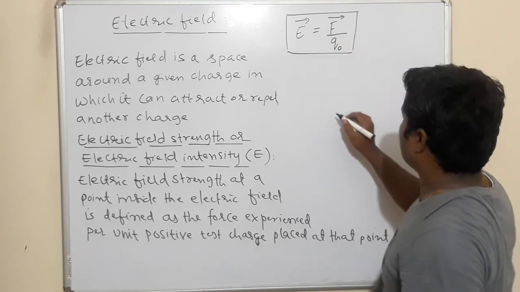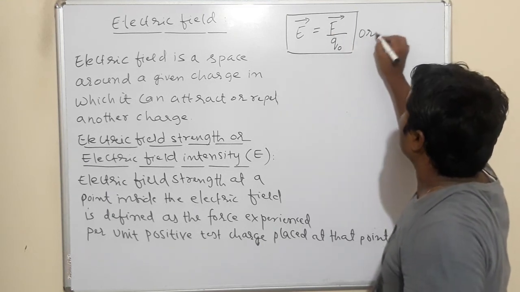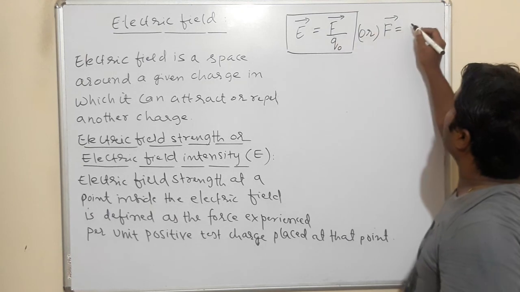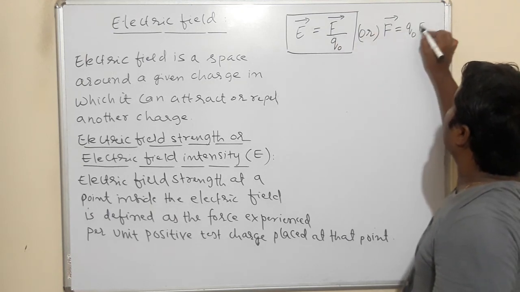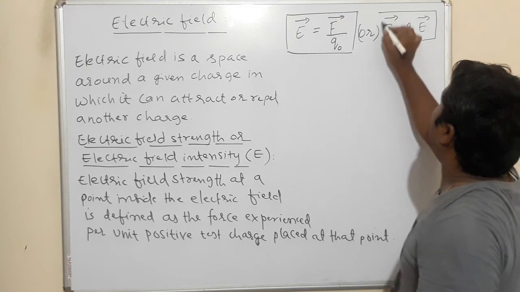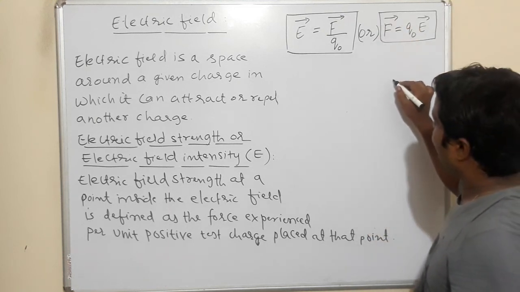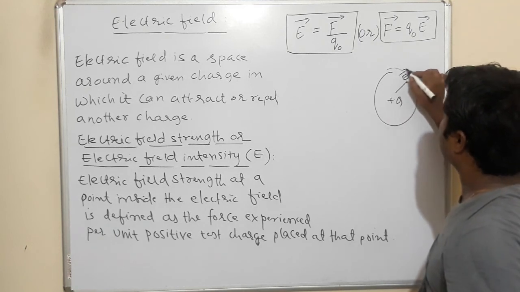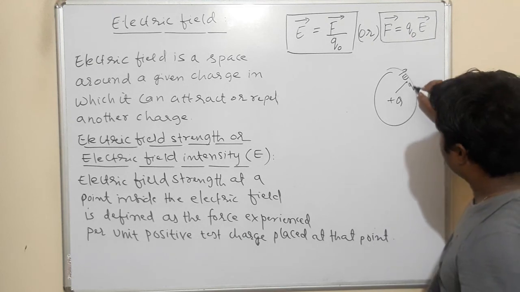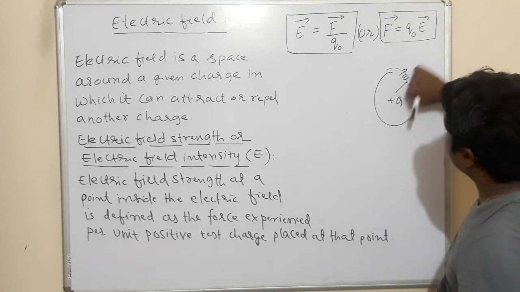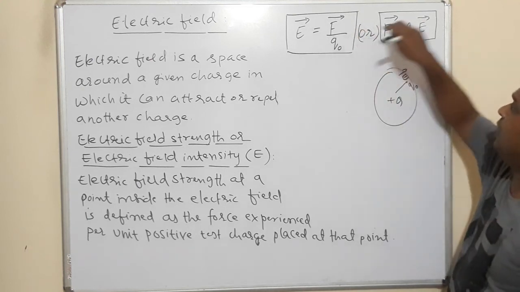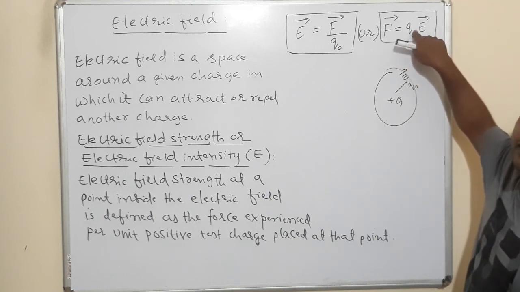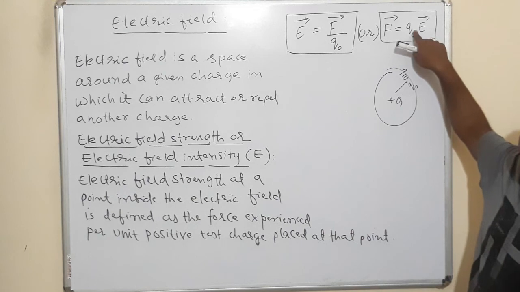Then what is the electric field strength at a particular point? We defined it. From this formula we can calculate the force experienced by the charge: force is equal to Q naught into E. It means that at a particular point, if the electric field strength is E and I place a test charge Q naught here, we can calculate how much force it is going to experience. If we know the electric field strength at a particular point, we can calculate the force experienced by a unit positive charge placed at that point.